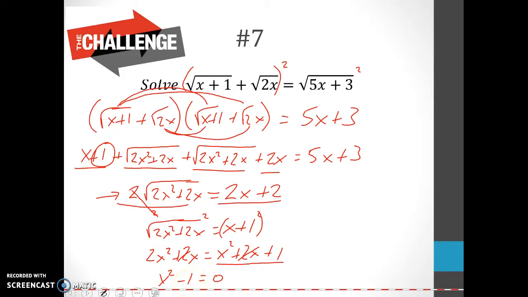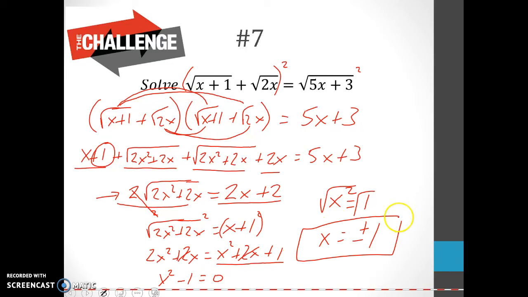And I can actually then add 1 to both sides. So x squared equals 1. Take the square root of both sides, and so x equals plus or minus 1. And then I would want to check both of those to make sure that they do work, and they do. And so my solutions are that x equals plus or minus 1.